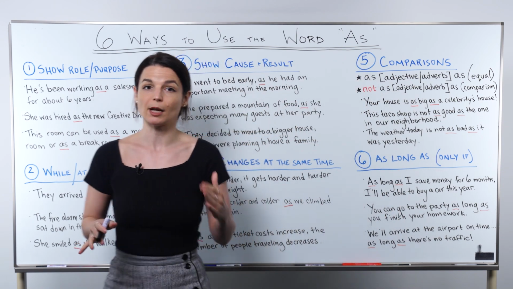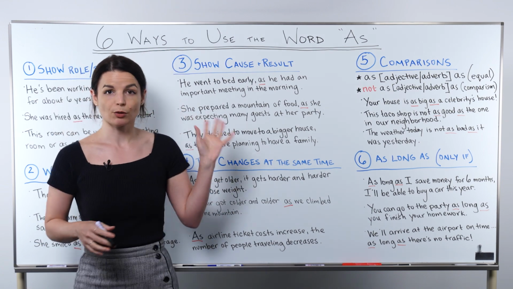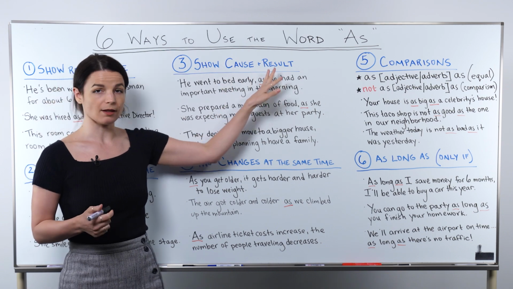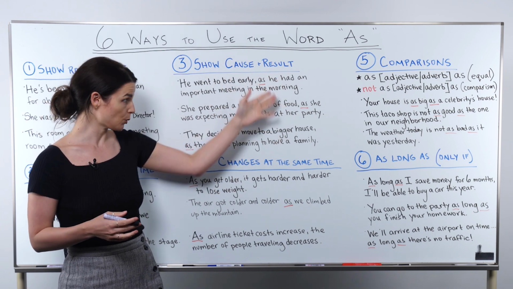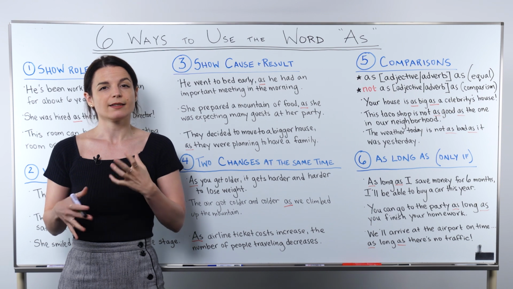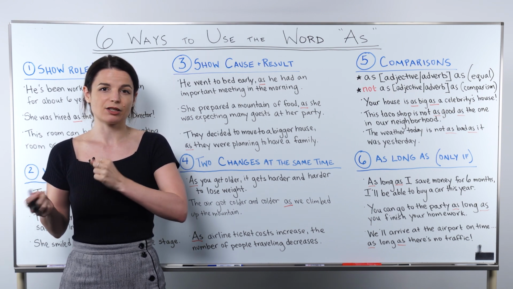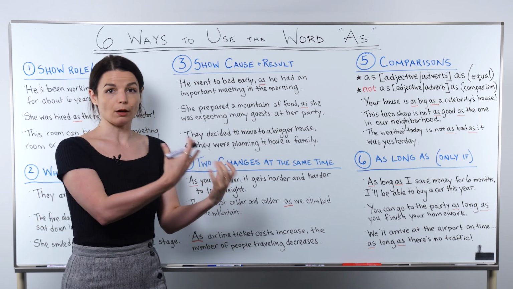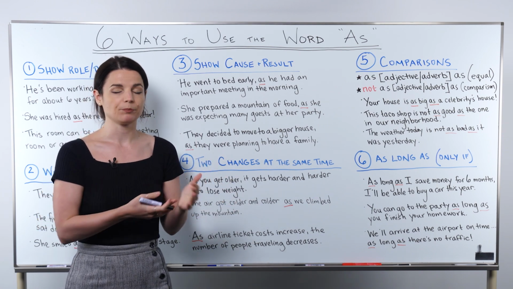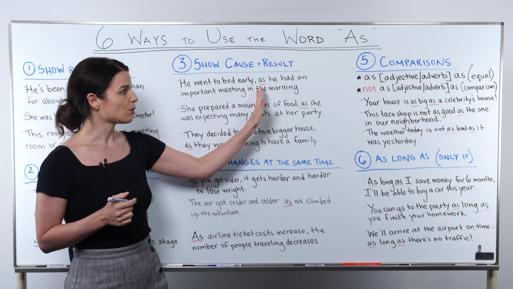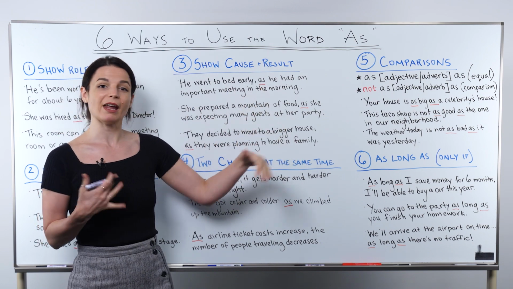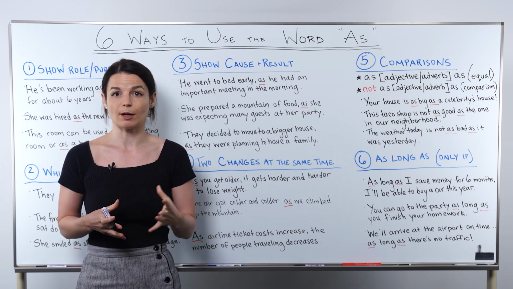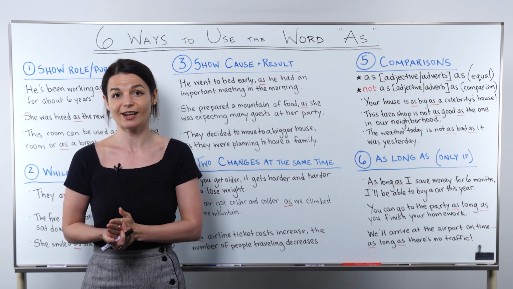Let's go to use number 3 now. Use number 3 is to express a cause and a result. In this use, we are connecting some kind of action that expresses the cause of something, and then we also see the outcome or the result of that thing. I want to note that this use is a little bit formal. It may even sound a little bit old-fashioned, but we do still use it from time to time, so it's important to understand this use.